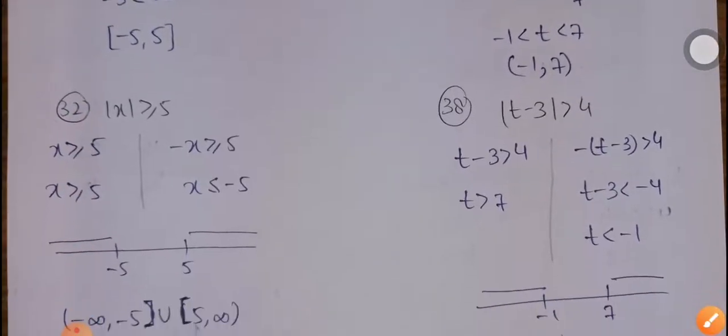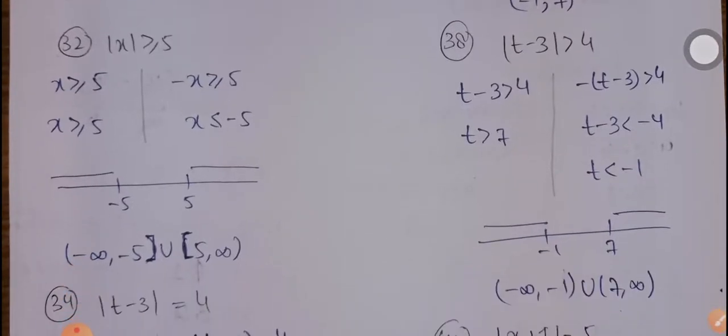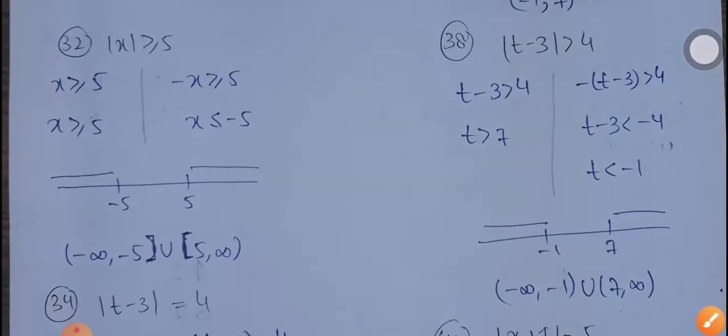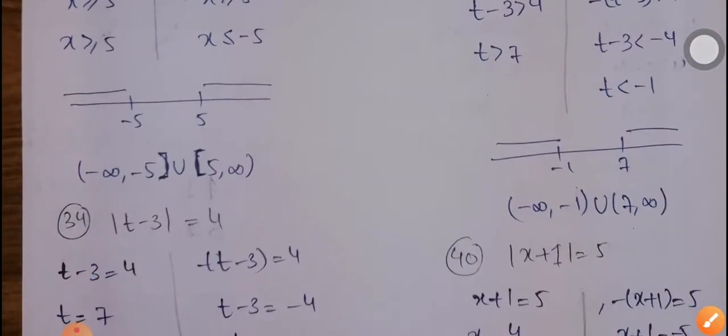Then we have question number 38, absolute value of t minus 3 is greater than 4. So again, one time positive and one time negative, and we get t greater than 7 and less than -1. So clearly we are not able to combine the two intervals into one single one. So -infinity to -1 union 7 to infinity.